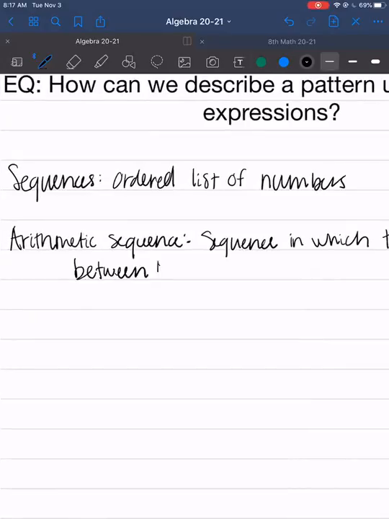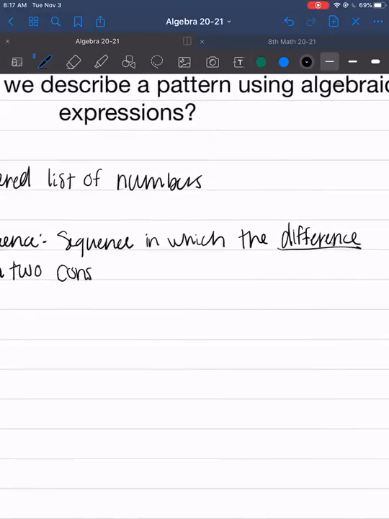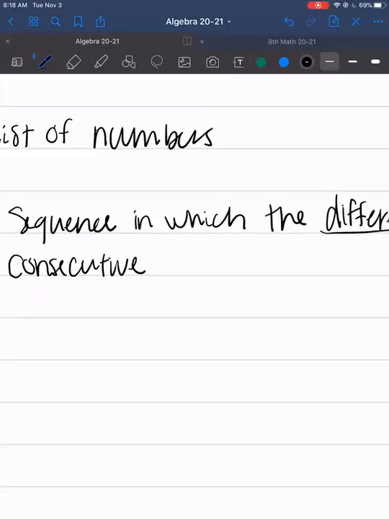between two consecutive, does somebody know what consecutive means? Consecutive, I think that's how. I'm horrible at spelling, sorry. Consecutive, that means like one right after the other. They're right next to each other. C-O-N-S-E-C-U-T-I-V-E, I believe is how it's spelled. I'm a math teacher, not a spelling teacher.